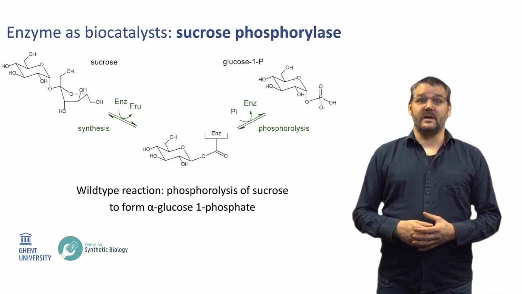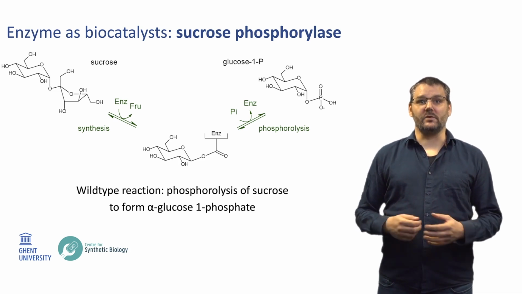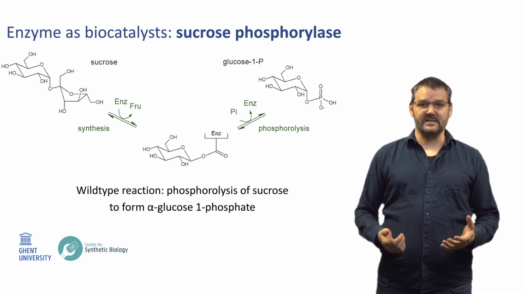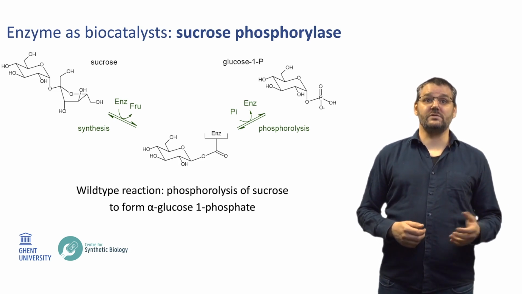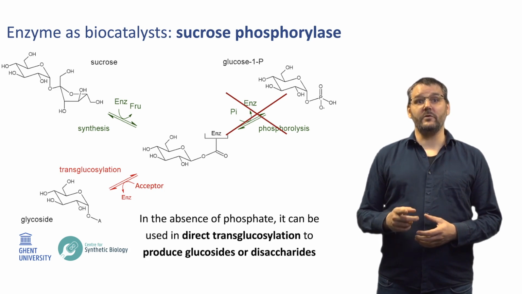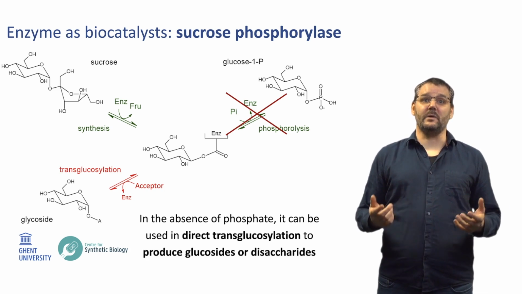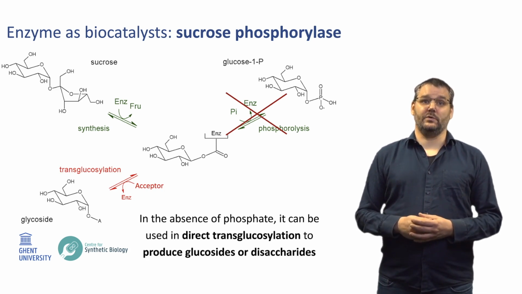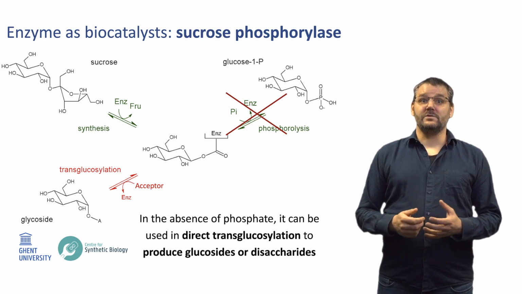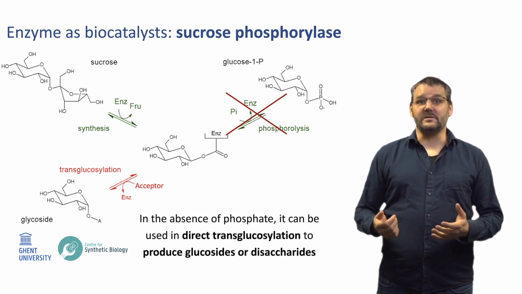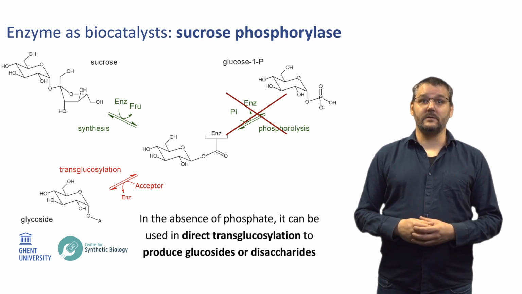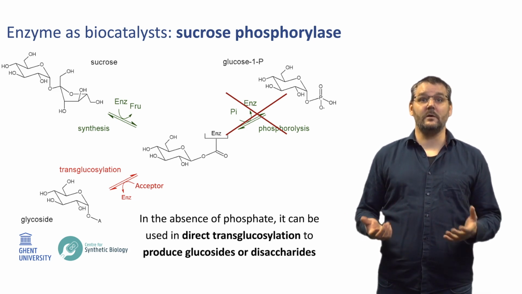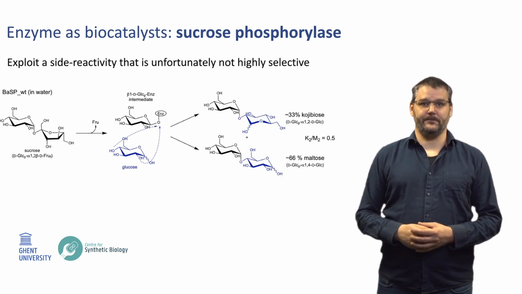Our main working horse as a biocatalyst is an enzyme called sucrose phosphorylase, abbreviated as SP, which in nature performs the phosphorolysis of sucrose to form glucose 1-phosphate. However, more importantly and interestingly, in the absence of phosphate, this enzyme can be used as a transglucosidase to produce glucosides, starting from sucrose or table sugar as a glucose donor. In case the acceptor molecule is a monosaccharide, the reaction product will be a disaccharide, which is what we aim for in this research.